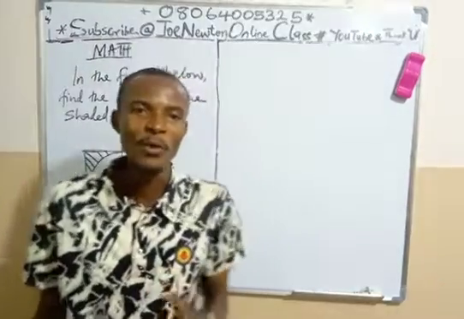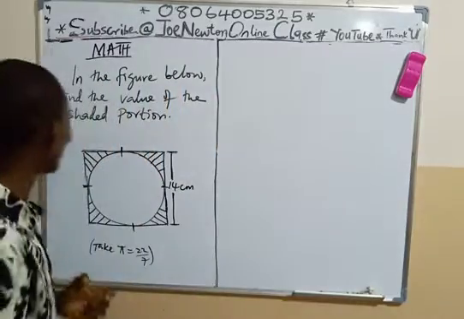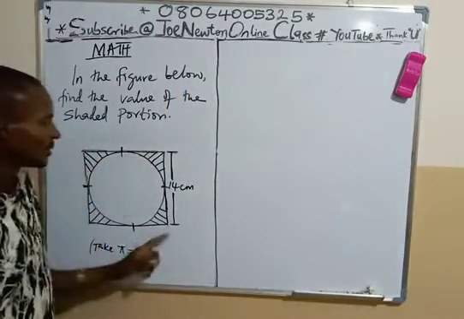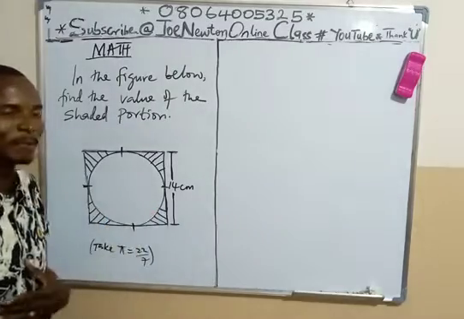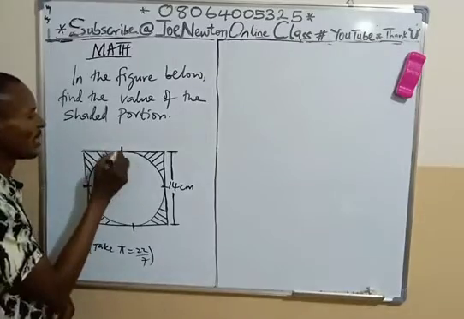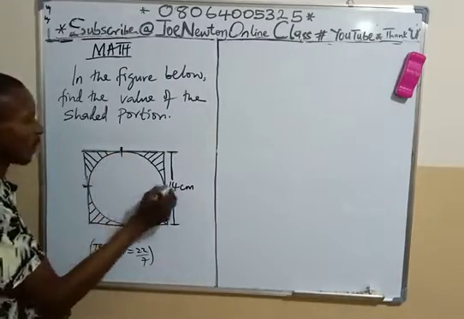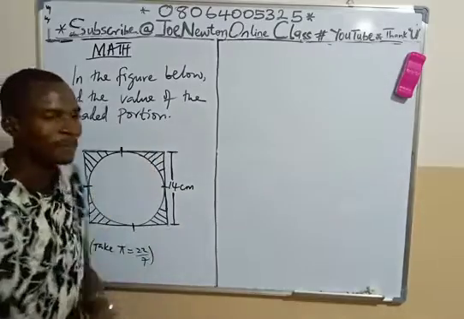Now, first of all, we do what we call the shape analysis. In the shape we have on the board, we have a square and we have a circle inscribed inside the square. Now, how do we know that this is a square? Looking at the dimension, you see that the four sides are equal by the indication, and we are given the length of side of the square.